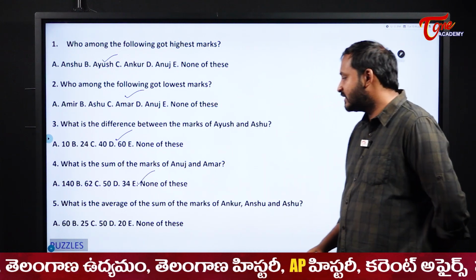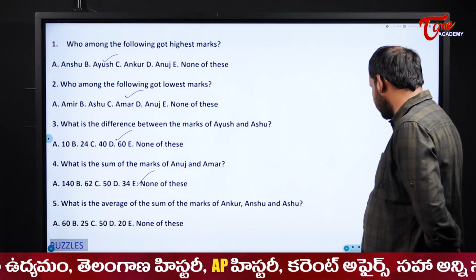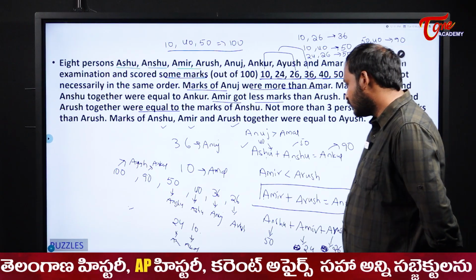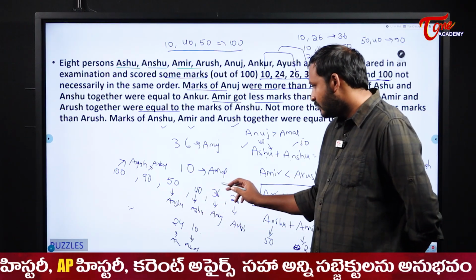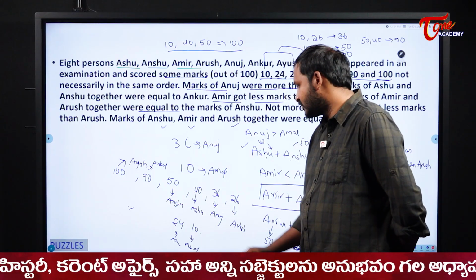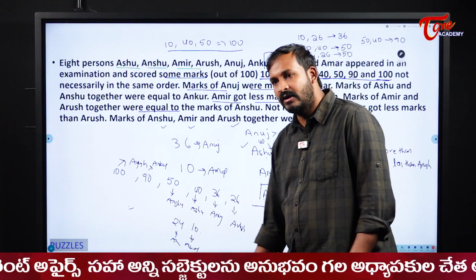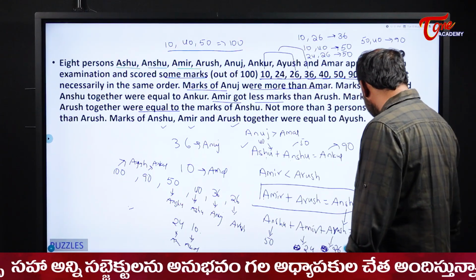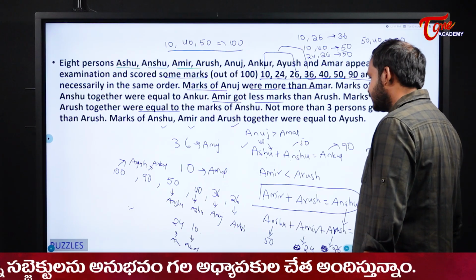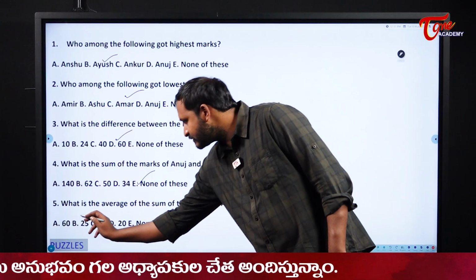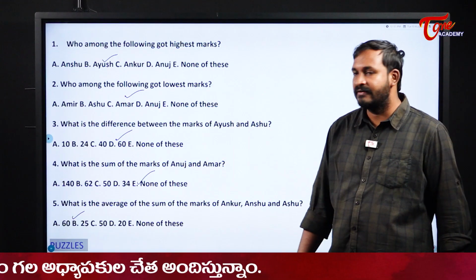Next, what is the average of the sum of marks of Ankur, Anshu and Ashu? Ankur 90, Anshu and Ashu. 90 plus 90, it will become what? 180. 180 by 3, it becomes 60 for us. So the average becomes what for us here? 60. The average is 60.